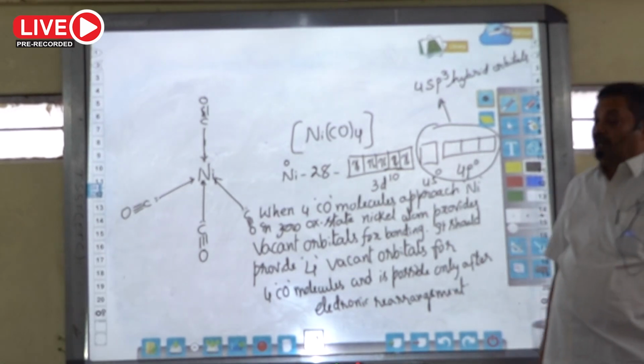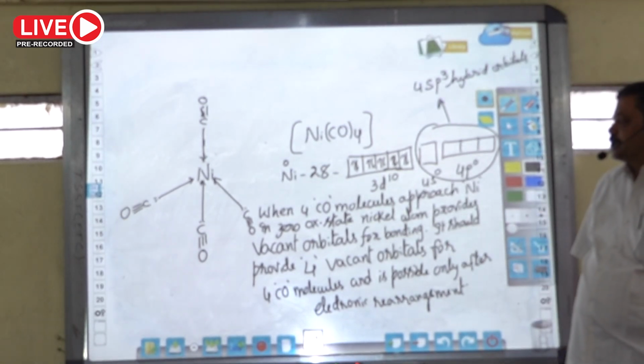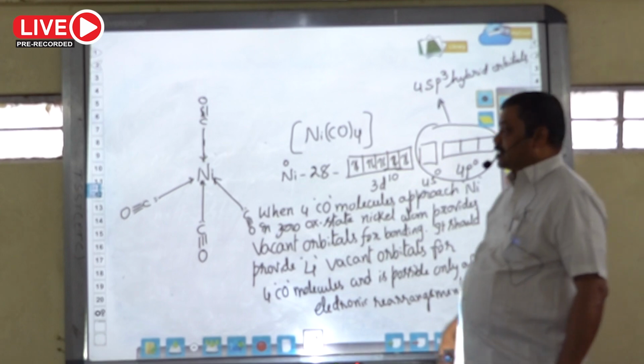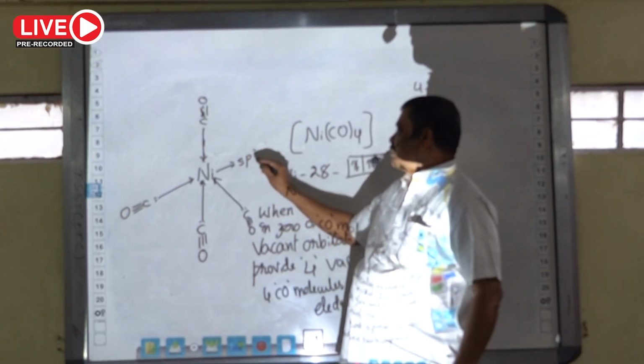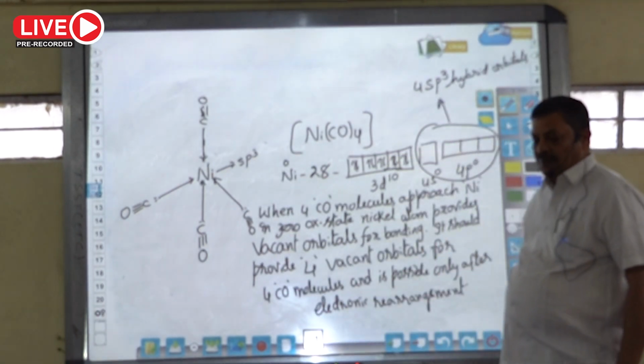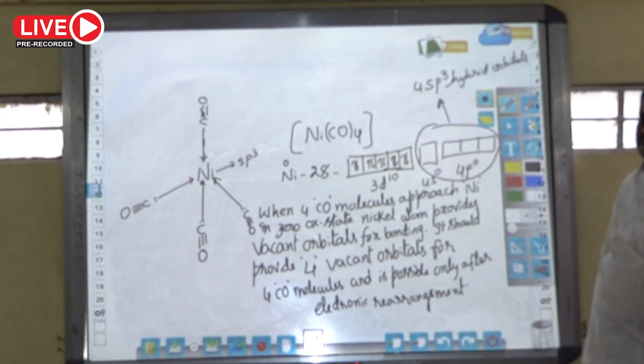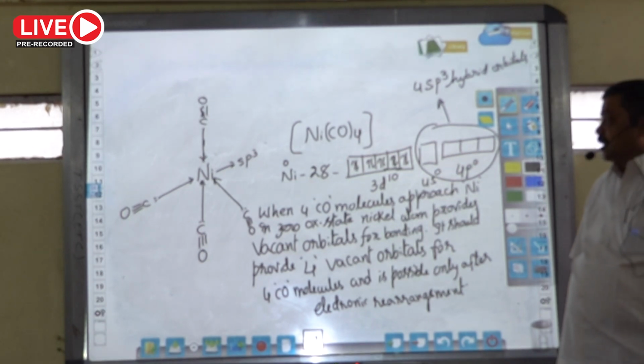This is nickel carbonyl. So what is the hybridization of nickel here? sp3. Whenever sp3 hybridization occurs, what is the shape of the molecule? Tetrahedral.